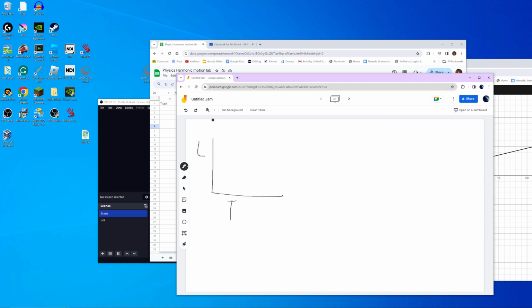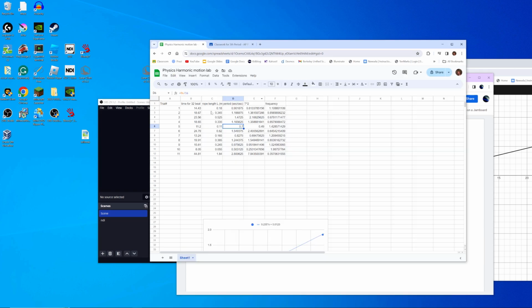The reason why the L is on this side is because we knew roughly what the period was going to be due to the songs he was playing, and we were measuring what length it is. So this is our dependent variable, I believe. But if I graph rope length versus period, you can do that by clicking Control, highlighting rope length, highlighting period, and then doing Insert Chart.